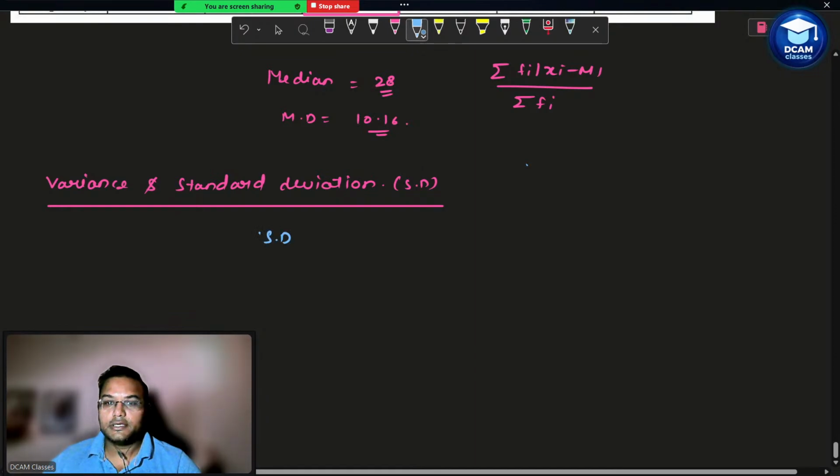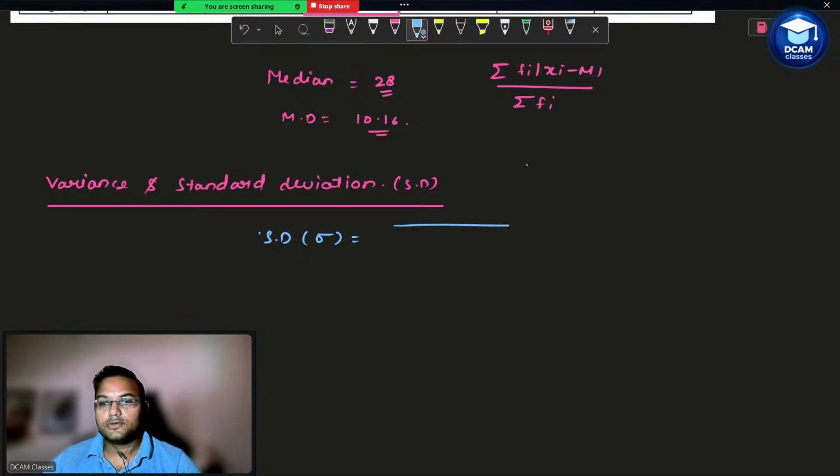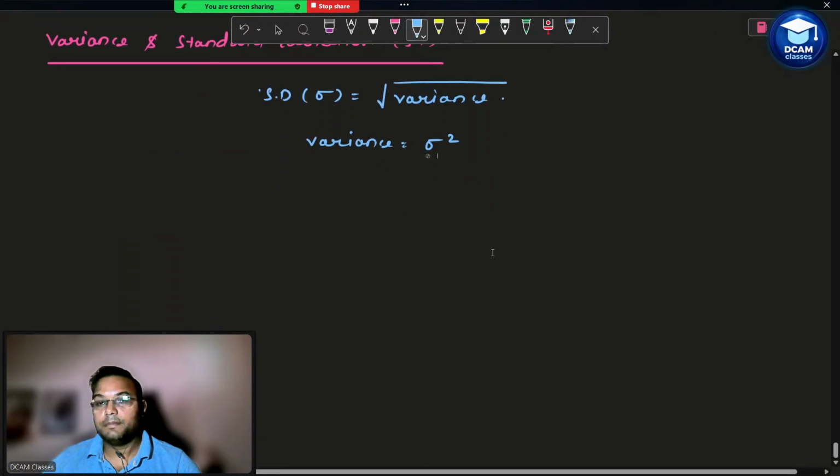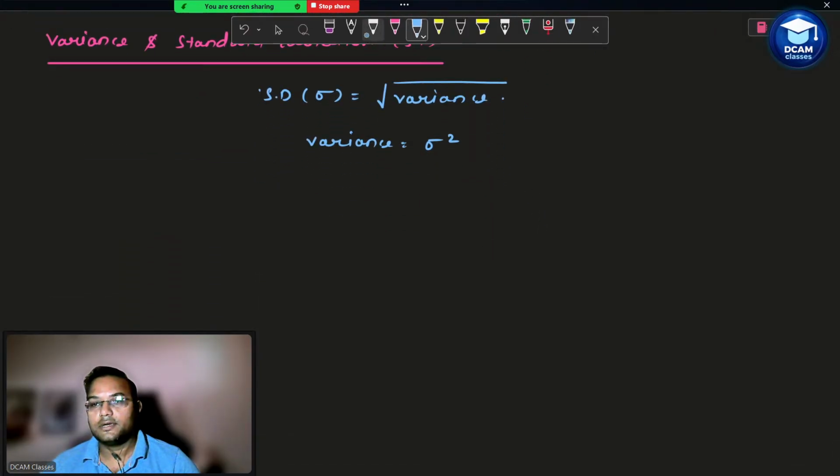Standard deviation is represented by sigma, and it is the square root of the variance. In another way, they write variance is equal to sigma square, where sigma is the standard deviation. Now, the important thing is, how do you calculate this variance? Because once you know the variance, you will be able to find the standard deviation.